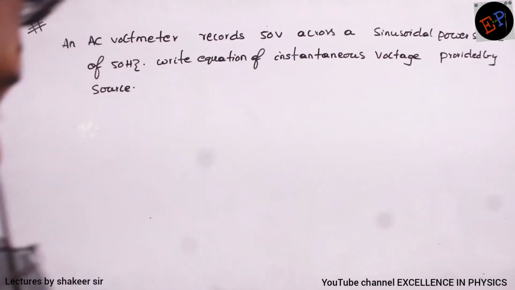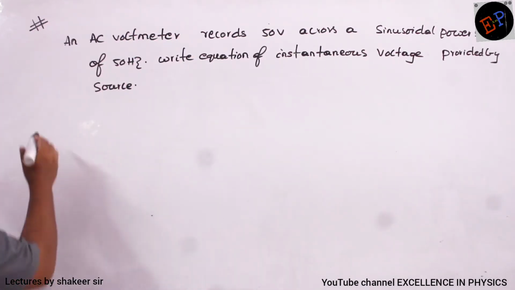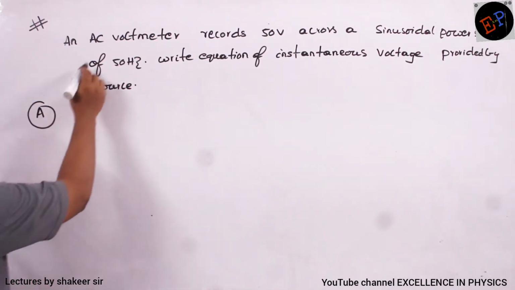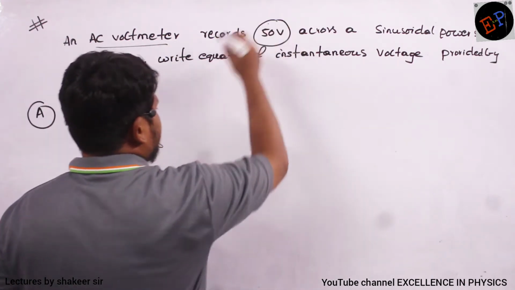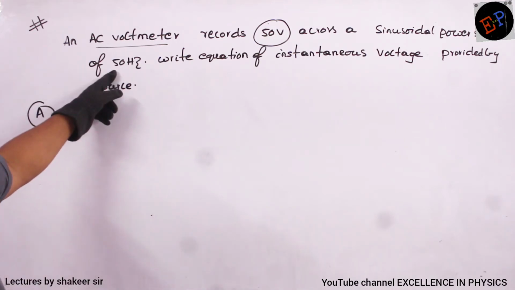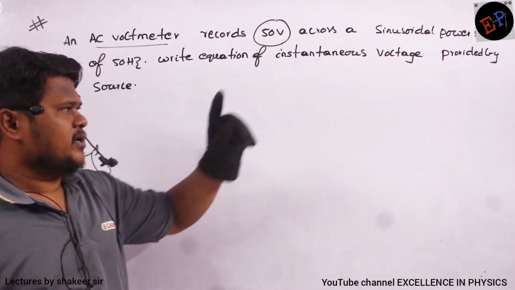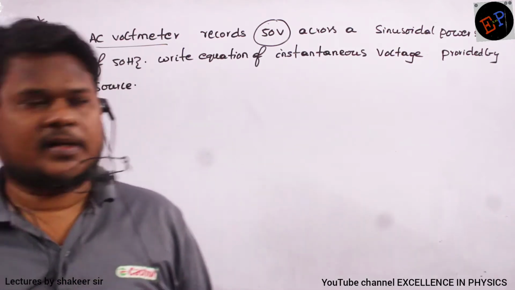Right. See here, what is the given question? An AC voltmeter records 50 volts across a sinusoidal power source of frequency 50 hertz. Then you are supposed to write the equation of instantaneous voltage provided by the source. That is the question. Clear?